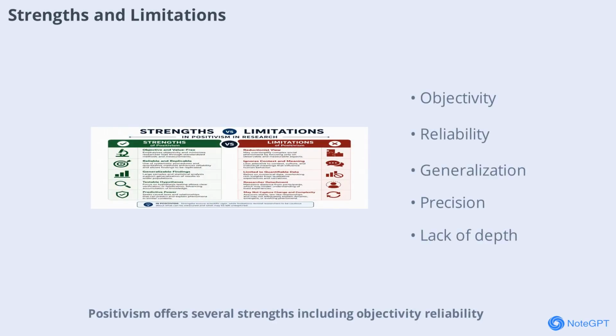Positivism offers several strengths, including objectivity, reliability, generalization, and precision. However, it also has limitations. It may lack depth and ignore the context of human experiences. Positivist research is best suited for studies where measurable variables are important and generalizable results are desired. For more nuanced or complex phenomena, other paradigms may be more appropriate. Understanding these strengths and limitations helps researchers choose the right approach for their study.